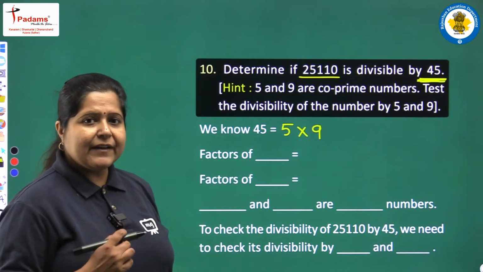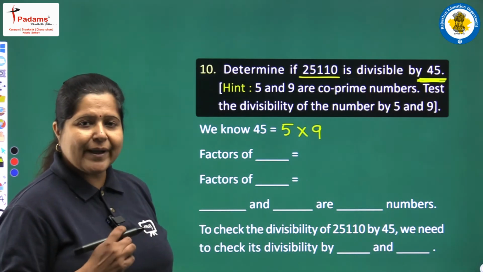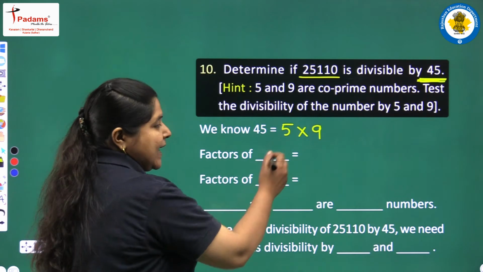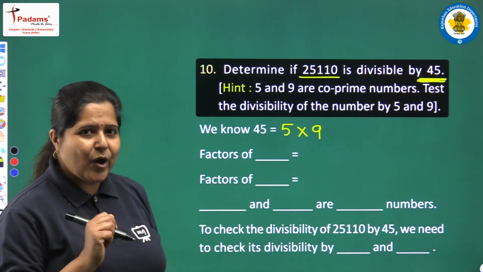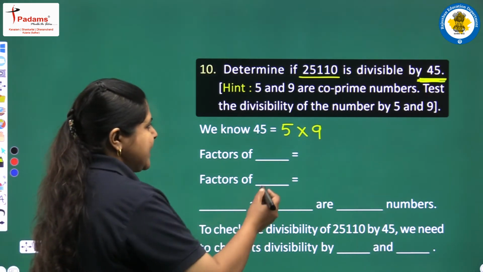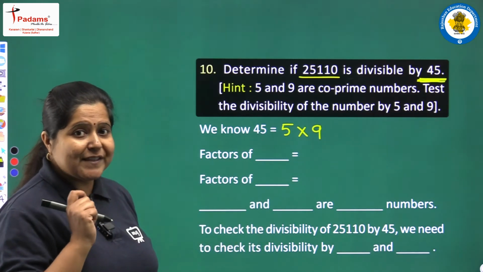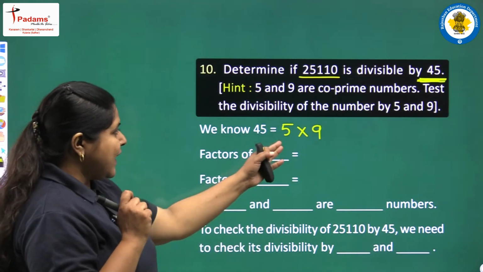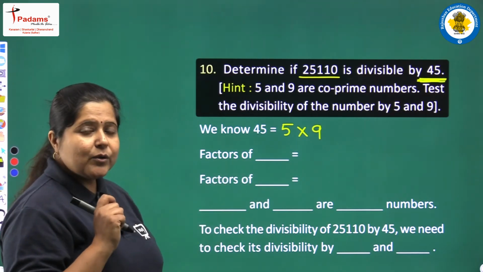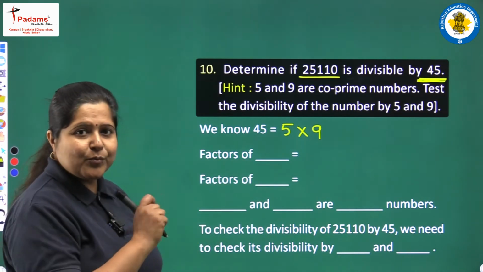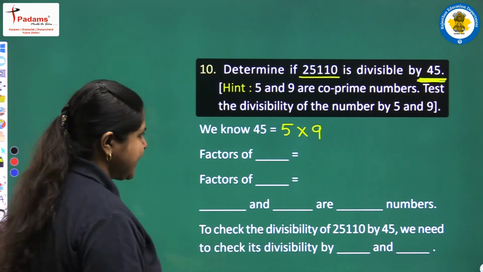So first, what we have to check, we have to examine whether 5 and 9 are co-prime numbers or not. Simply by looking we can say that they are co-prime because they do not come together in any of the tables. You can see 5 and 9, and also there is no other factor common to both of them. But still let us write it.